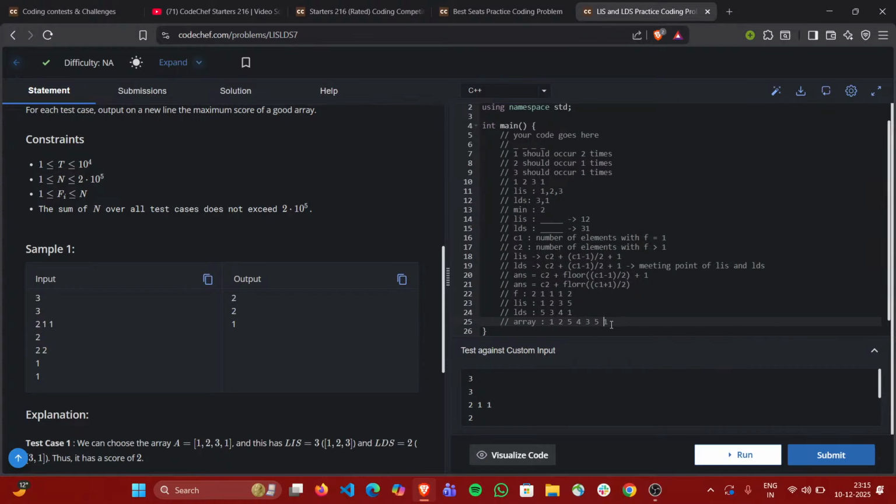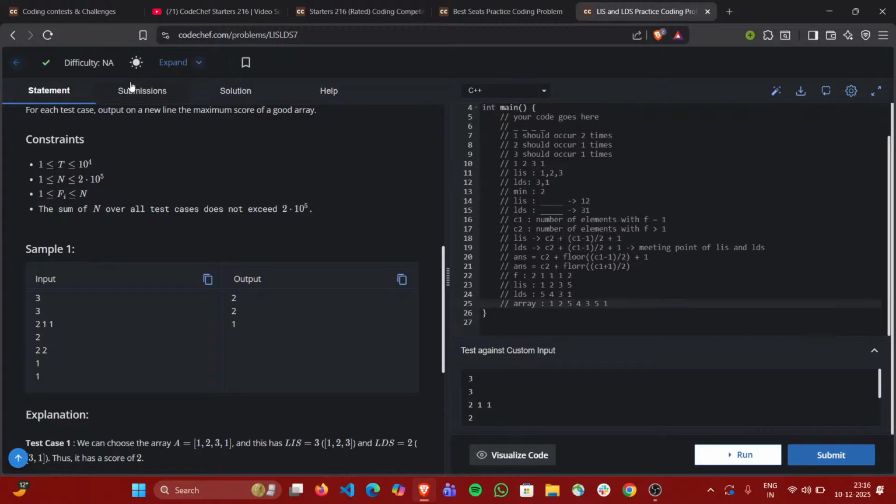Yeah, this will be the decreasing subsequence, right? So 5, 4, 3, 1 as a decreasing subsequence. So this will be the final array. And in this way, you clearly understood the meeting point: C1 minus 1 by 2 for the elements with frequency equal to 1, and C2 for the elements with frequency greater than 1. So finally, we will see the implementation for this question.